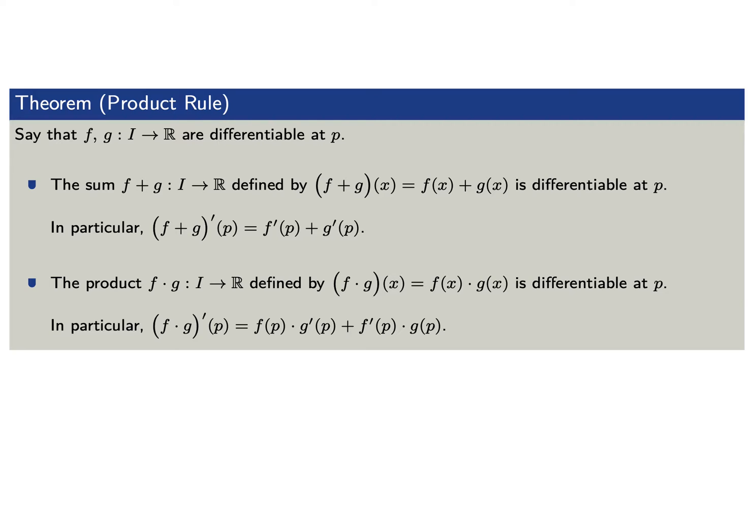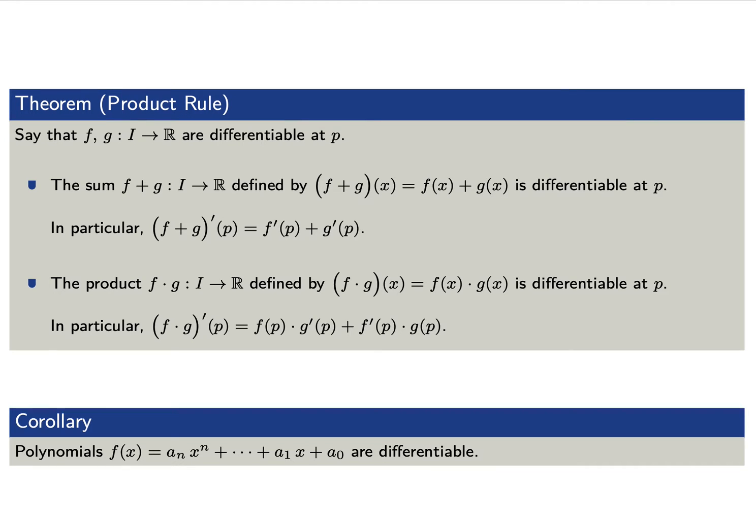Similarly, the product f times g is also differentiable at p. However, the derivative of a product is slightly more complicated, and we typically call this the product rule. It says that the derivative of f times g at p is equal to f of p times g prime at p plus f prime of p divided by g of p. As a corollary, all polynomials are differentiable. Of course, we can always form a polynomial inductively by looking at the sums and products of the polynomial x.